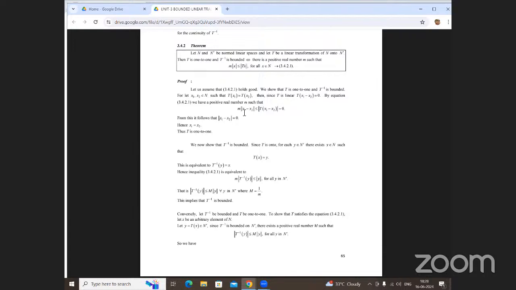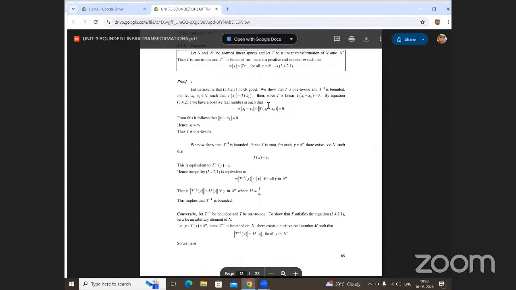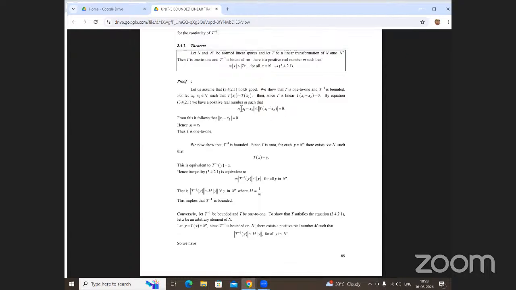By the first condition, replacing x by x1 minus x2, m into norm of x1 minus x2 is less than or equal to norm of T of x1 minus x2, and this value is 0. So norm of x1 minus x2 equals 0, because m is dividing on the right side. So norm of x1 minus x2 equals 0, hence x1 equals x2. That simply shows T is one-to-one.